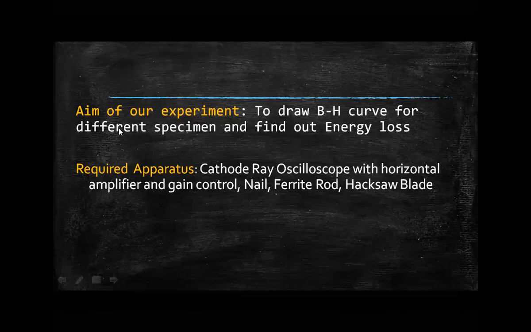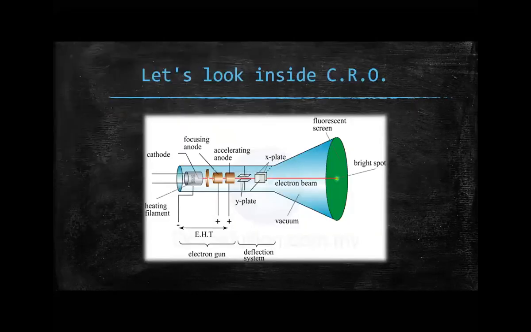So for different specific samples, we have to find out the energy loss. What is the apparatus we need? Cathode ray oscilloscope, amplifier, gain control, nail, ferrite rod, hacksaw blade. Then this is the experimental setup.